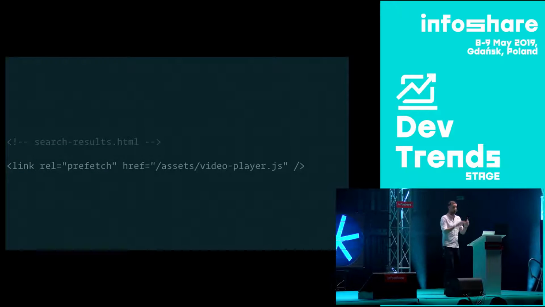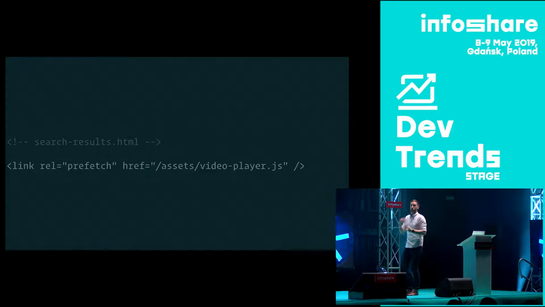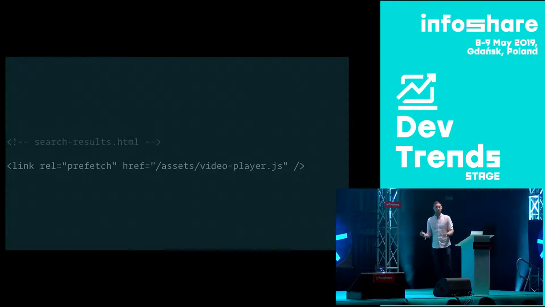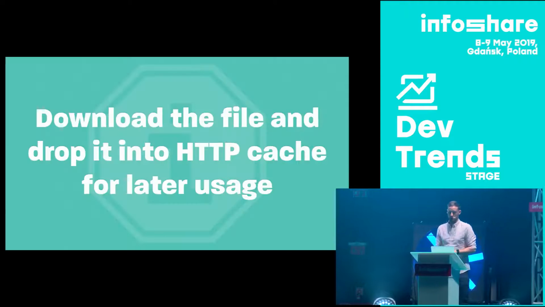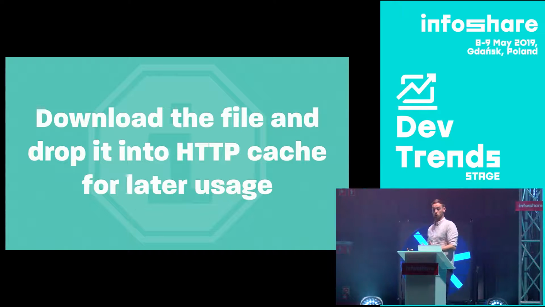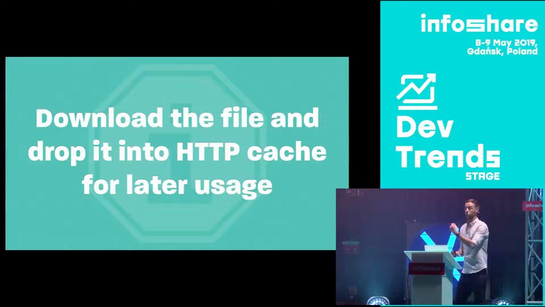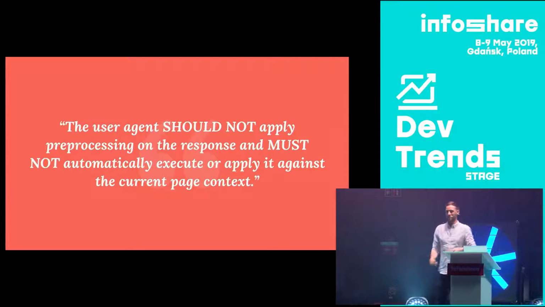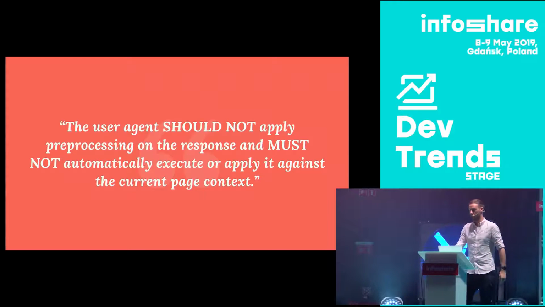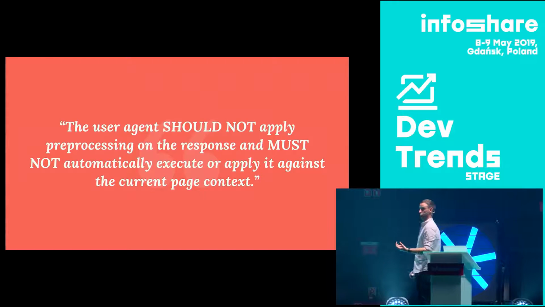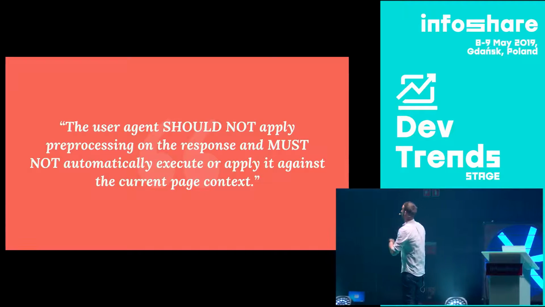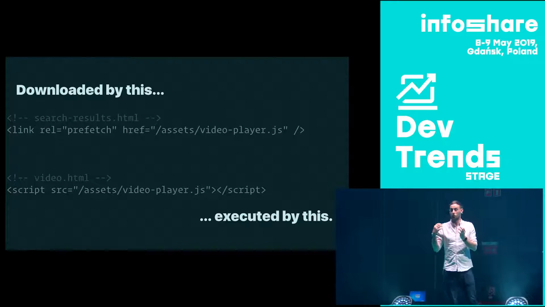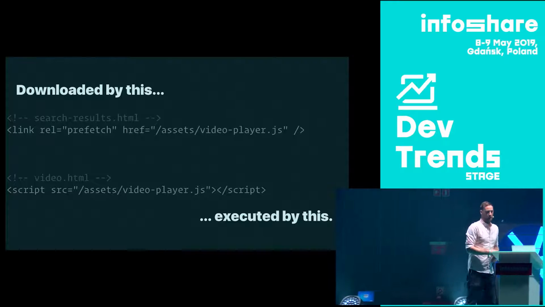So now what happens is the search results page will download the JavaScript that the next page needs, and it will just drop it into the browser cache. Download the file, drop it into HTTP cache for later usage. The spec says the user agent should not apply pre-processing on the response and must not automatically execute it or apply it against the current context. Again, that sounds very boring, very dry. Basically, all you need to know is that prefetch is inert. Prefetch will not run the JavaScript. Prefetch will download it, and then it's the script tag or the module import that calls it that will actually execute that JavaScript.